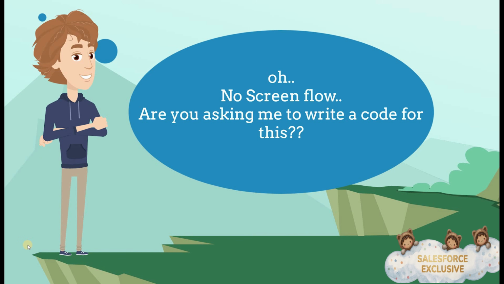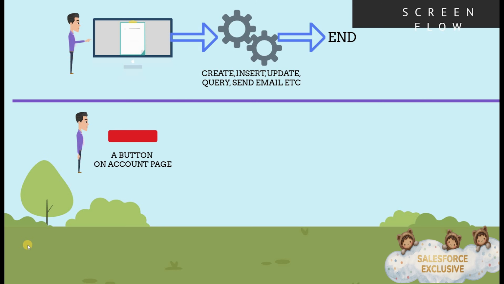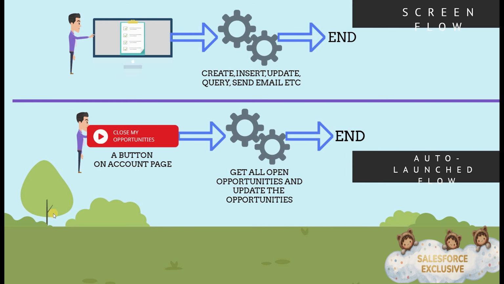Oh, no screen flow? Are you asking me to write code for this? Of course not. For this kind of non-UI interaction, the Autolaunched flow type has to be chosen. For a screen flow, we require a screen and then we do the process and then it goes to end, right? In the same way, Autolaunched flows are something where you click on a button and then you call a particular logic and then it goes to end. Not only the button, it has different ways of calling. So that's the reason it's called Autolaunched flow. It can be launched from different places. In this example, we are doing it from a button.